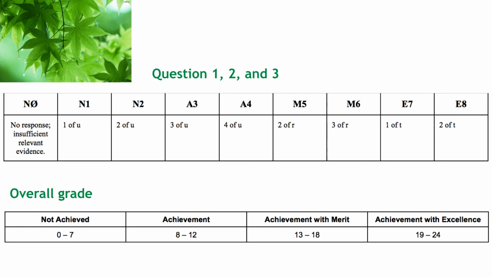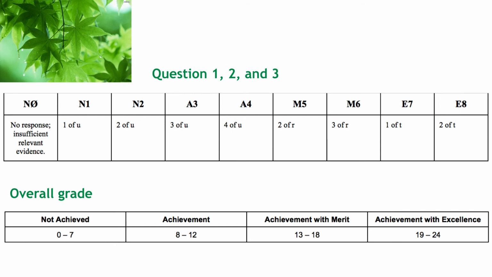In order to get to a merit overall, you need at least 13 marks. So for example, if you got M5 in question 1, that would give you 5 marks. If you got M5 in question 2, that would be another 5 marks, so now you're up to 10 marks. Then you need to get to 13, so in question 3 you could get an A3 or above, and that would get you a merit overall.